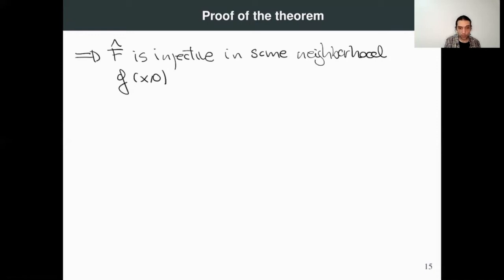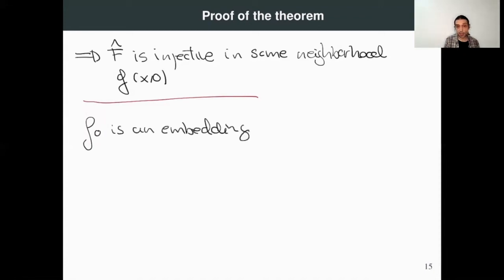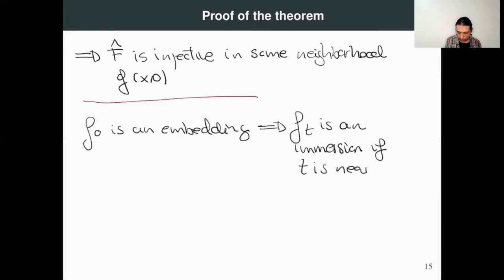Right. So now we want to show that being embedding is stable. This was something that we needed to do in order to complete the proof. Okay. So what we have is that f0 is an embedding. And as we said, if it's an embedding, it's an immersion, and being an immersion is stable. So that implies that ft is an immersion if t is near 0, right?